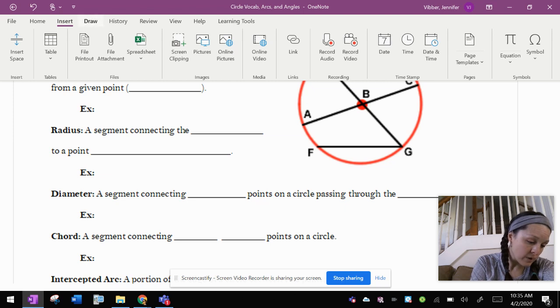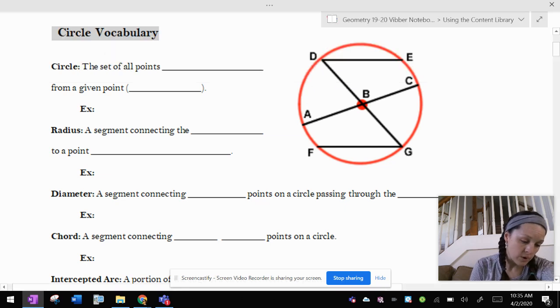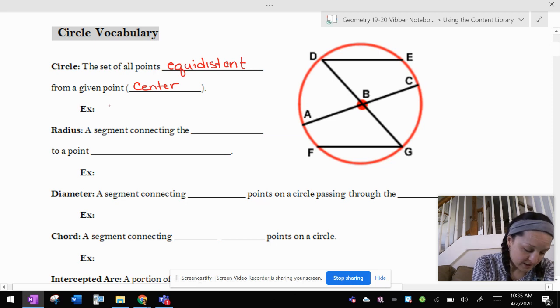So the circle vocabulary that you need to know here is first, what is a circle? Now, obviously, you think you know what a circle is, but technically, a circle is the set of all points equidistant from a given point, and that given point is the center. And we use that point to name the circle. So the circle off to the right here would be circle B, because the center is B.